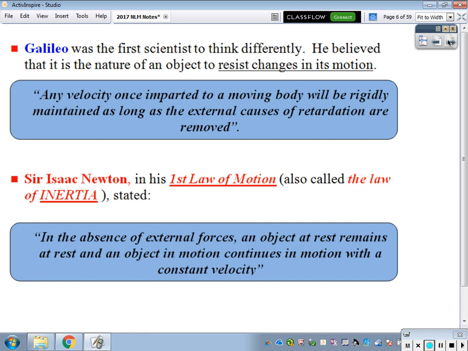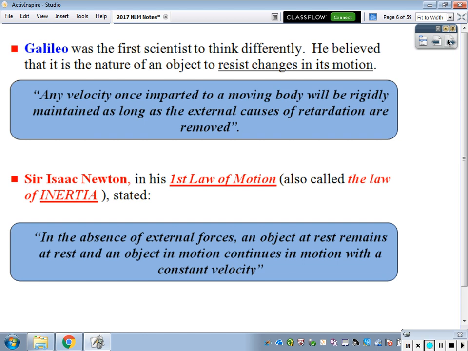His words specifically: any velocity once imparted to a moving body will be rigidly maintained as long as the external causes of retardation are removed. Now, what is he talking about with the external causes of retardation? Very specific forces for the most part. Friction is a large part of it. So long as we have friction taken into account, or any other force that is working against that motion, something that is moving is going to continue moving, and with a velocity that remains the same.